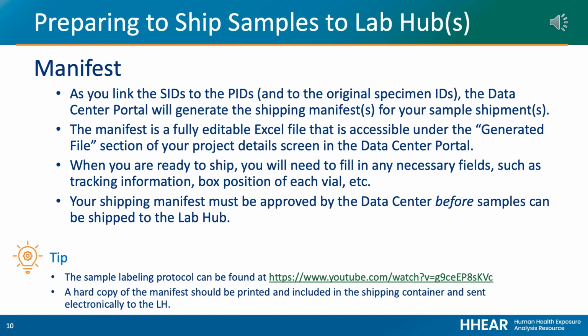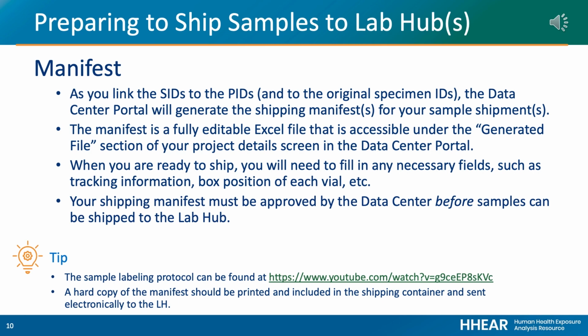Once the labeling and linking is complete, you will need to print a shipping manifest. The shipping manifest needed for the sample shipment is generated within the data center portal as you link the SIDs to the PIDs and to the original specimen IDs. The manifest is a fully editable Excel file that is accessible under the Generated Files section of your project details screen in the data center portal.